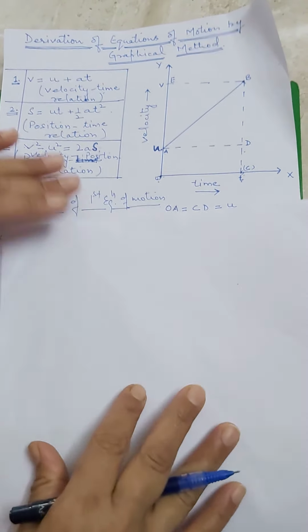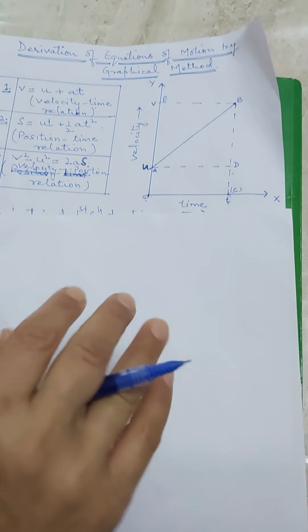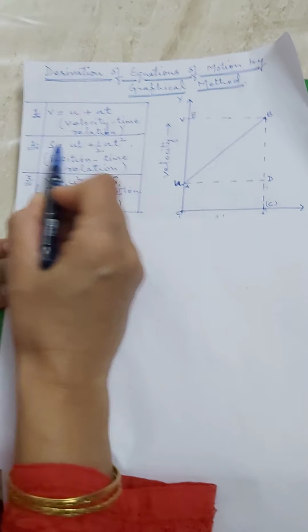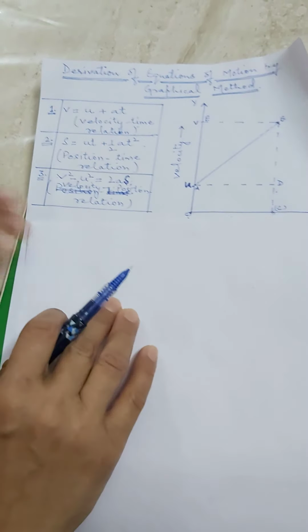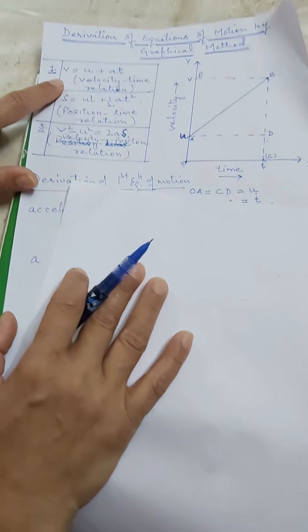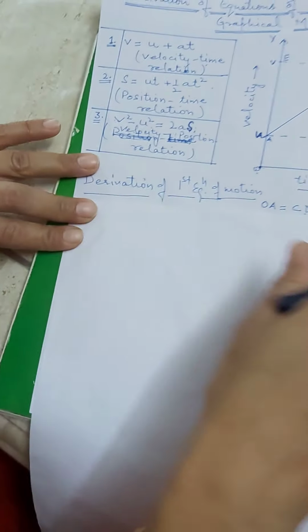Now second equation, using the same graph we have to derive second equation. In second equation you have distance, and third equation also you have distance. So we will start with distance. First equation started with acceleration, second and third equation will start with distance. So how to calculate distance from the graph?